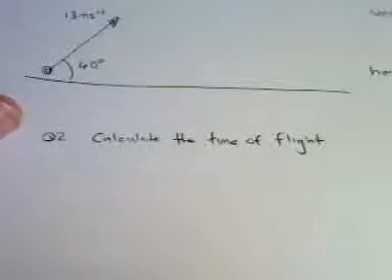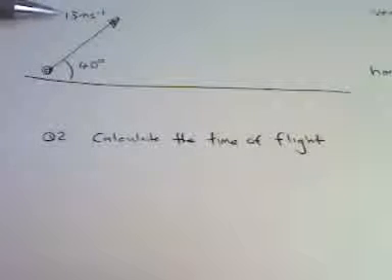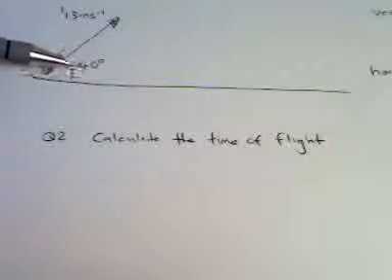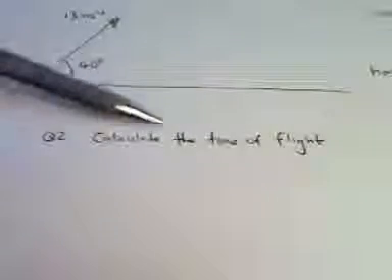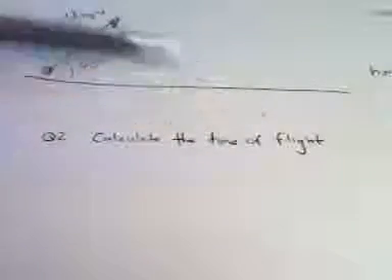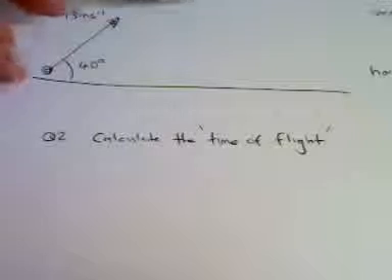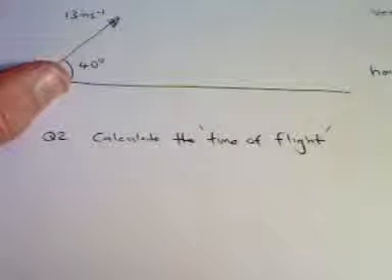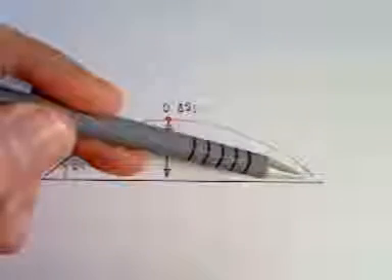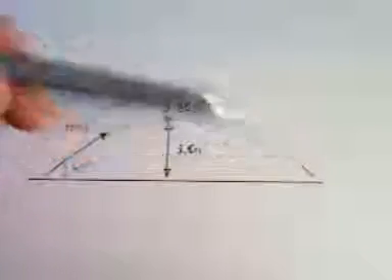So if we move on to the next question, question 2 here, for the same situation where the projectile is launched initially at 13 meters per second at an angle of 40 degrees to the horizontal, calculate the flight time, or the time of flight. Well, we've already calculated the time for the projectile to reach maximum height. This time the question's asking for the whole flight time, so that's the time to reach this point here just before it hits the ground.